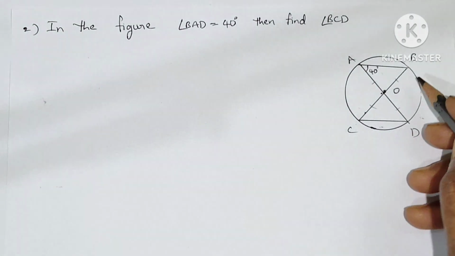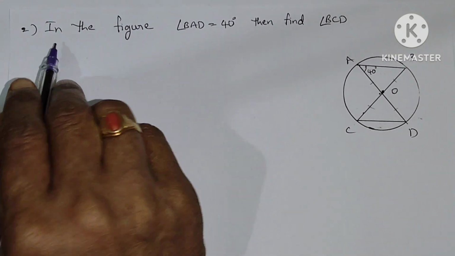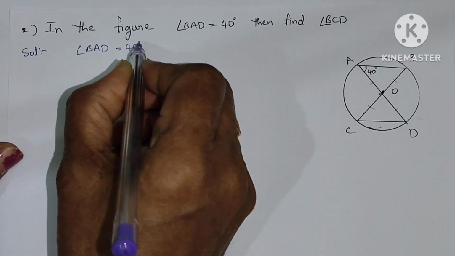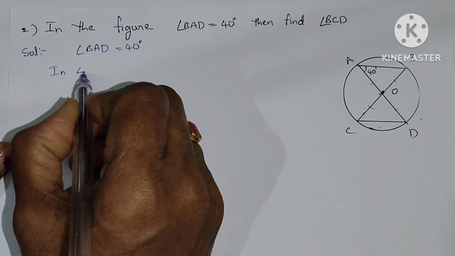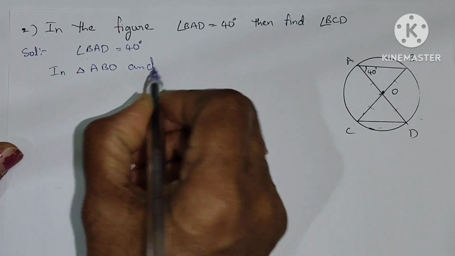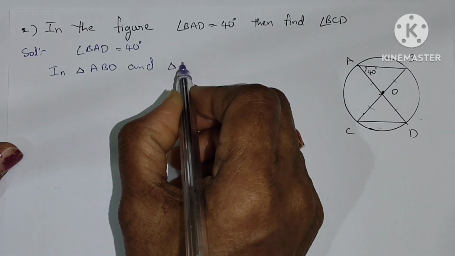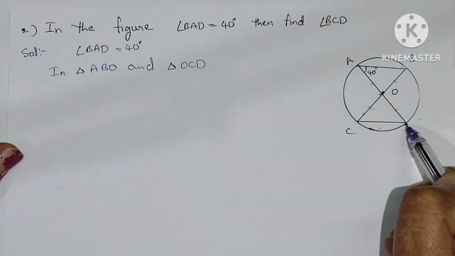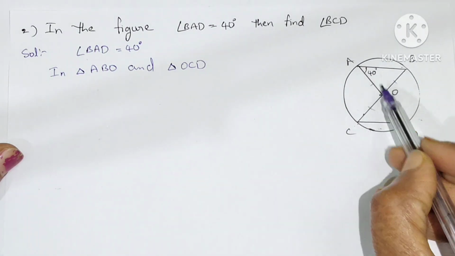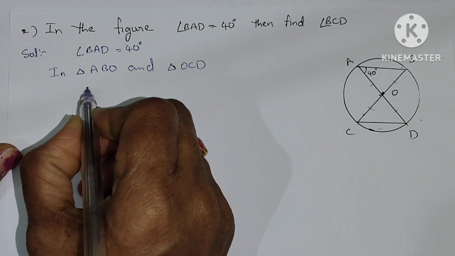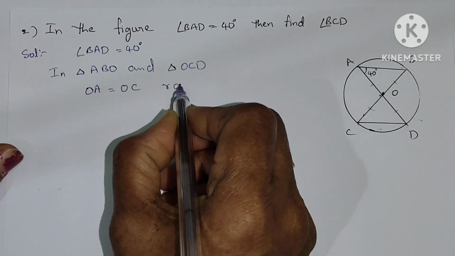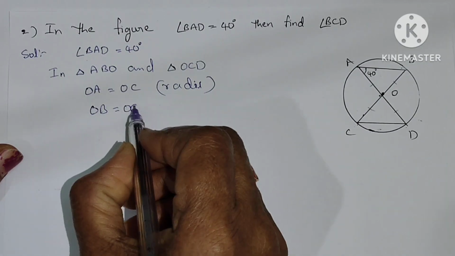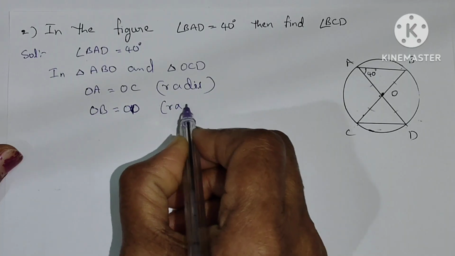So first we write that one. In the figure, angle BAD equal to 40 degrees. So in triangle ABO and in triangle OCD, we compare these two triangles. Here OA equal to OC is a radius. Next OB equal to OD. This is also a radius.